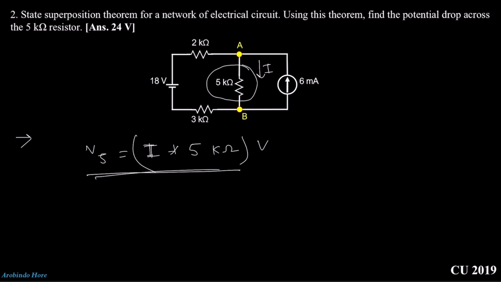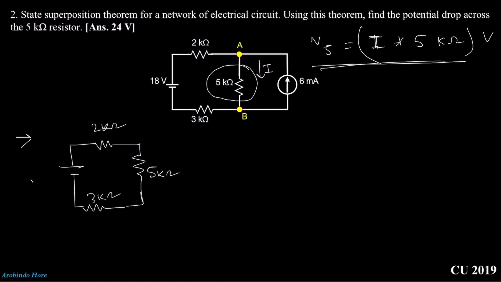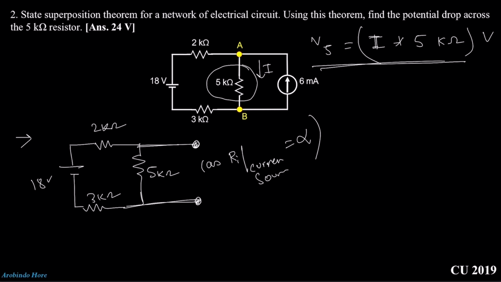So what we need to do? First we need to consider one source at a time. So what we can do? Redraw the circuit with one voltage source, and this will be open circuit. Why will this be open circuit? As the internal resistance Ri of a current source will be infinite. That's why I make it open circuit.